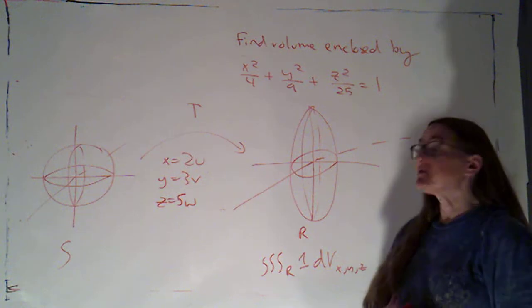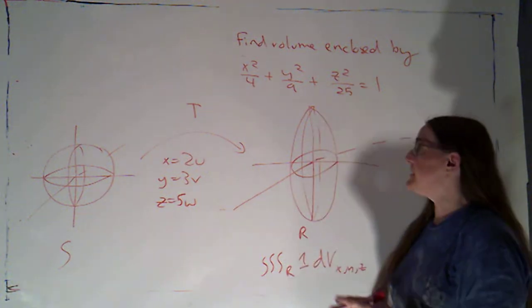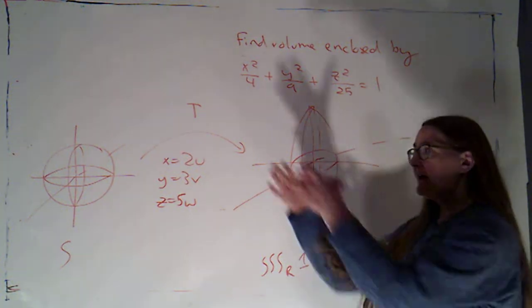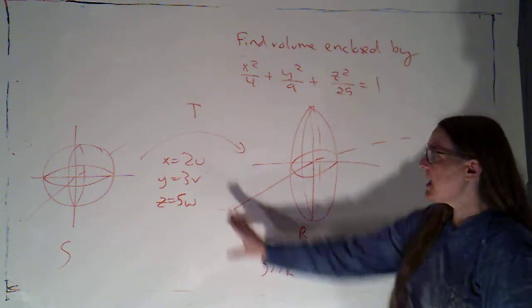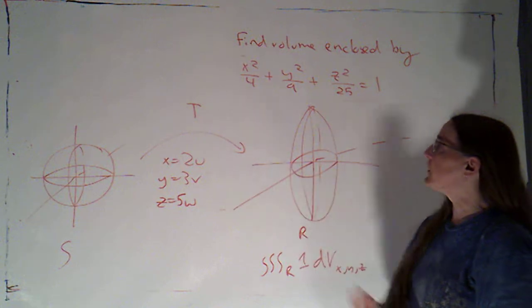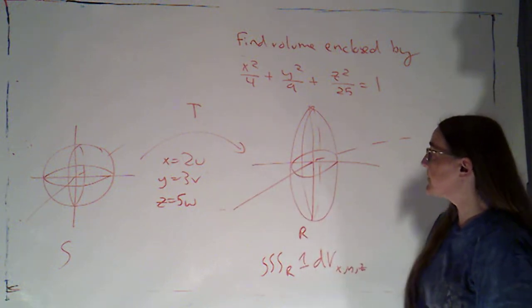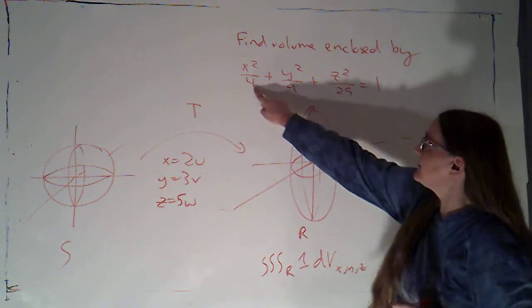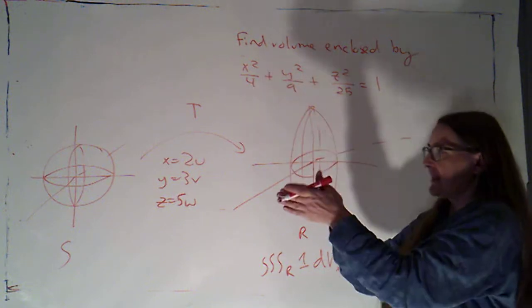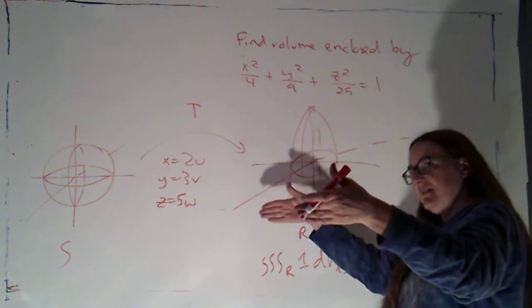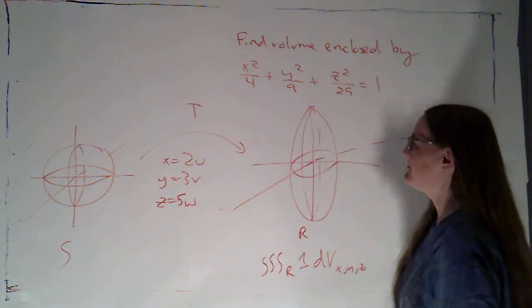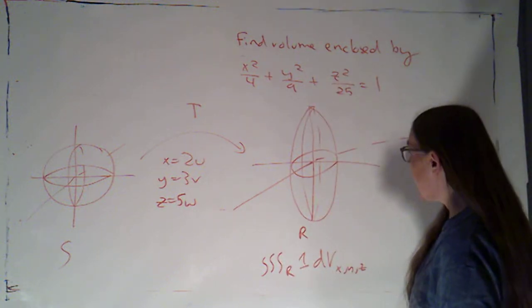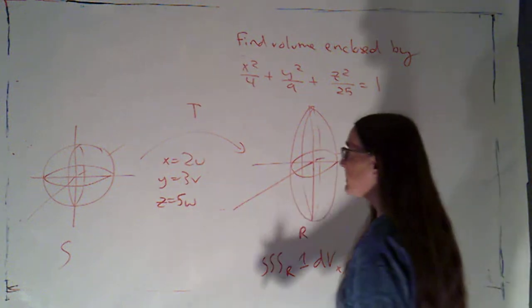And that does work. All the work that we did in the last example where we had a disk mapping to a region enclosed by an ellipse generalizes now that we're in 3-space. I do want to remember that this 4 is 2 squared, so that's saying that we're coming out 2 and going back 2 in the x direction. 3 and 3, 5 and 5. Okay, I'm liking it.